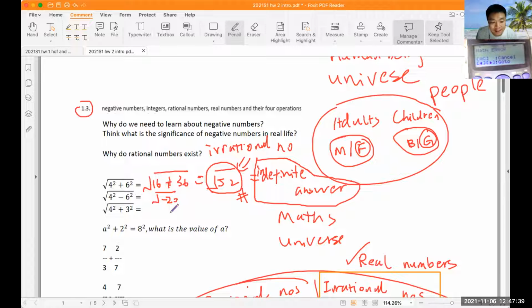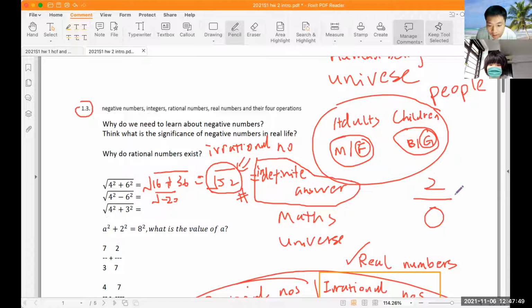So this is something like what? In your primary school career, I think you know that you cannot divide by 0, right? 2 divided by 0, that means the 0 can never be the denominator. So same thing. When you progress to secondary 1, you cannot square root a negative number.